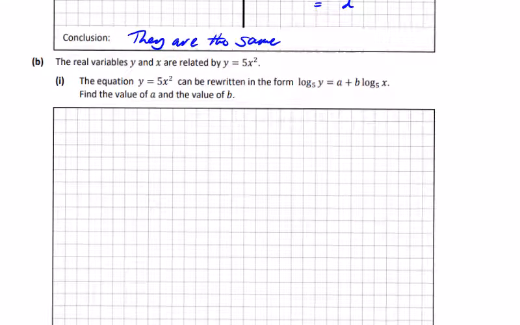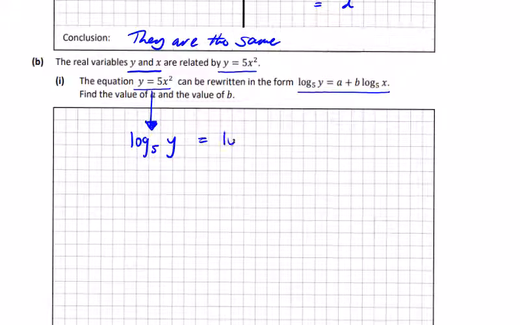Part B, we're on to a logs question. The real variables y and x are related by y is equal to 5x squared, and this can be written in the form log of y to the base 5 is equal to a plus b times the log of x to the base 5. So we take the log to the base 5 of both sides. So log to the base 5 of y is equal to log to the base 5 of 5x squared.